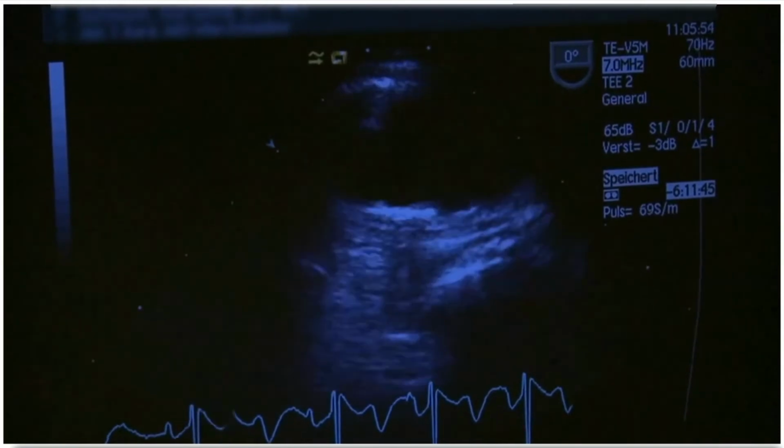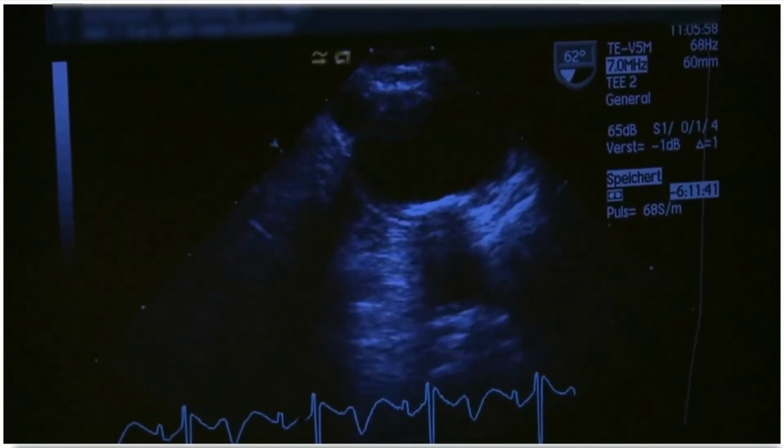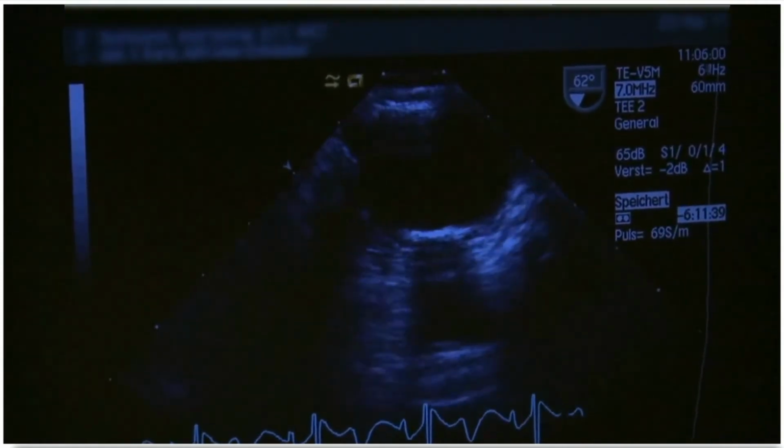This is a standard procedure we do in every patient, just as we also look at the aorta. When we're finished with the exam, we would always retrieve the probe, looking at the aorta, looking at all different sections.